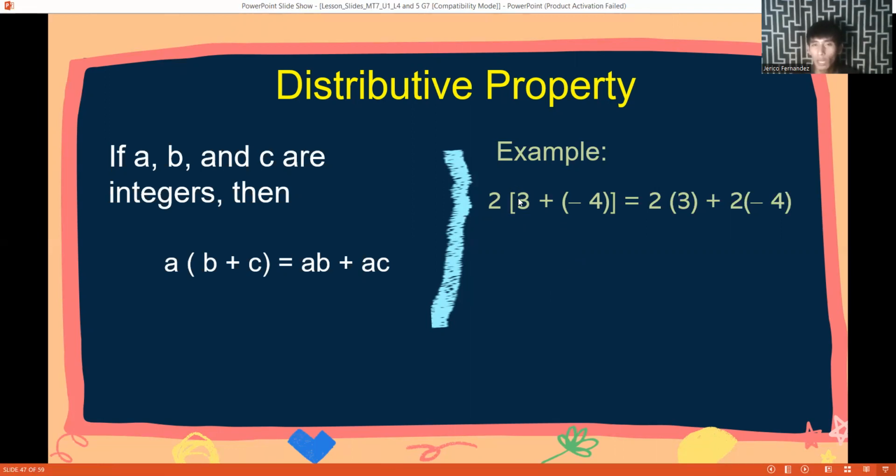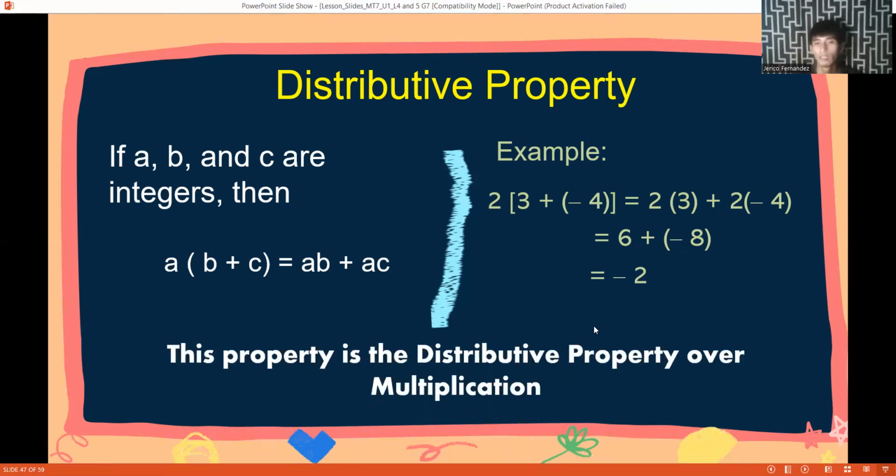Distribute 2 to 3, 2 times 3. 2 to negative 4, 2 times negative 4. Solving this, 2 times 3 is 6, 2 times negative 4 is negative 8. And then adding this, katulad nito, hindi natin siya distribute kasi nga may operation. So we have 6 plus negative 8, we have negative 2. And that's distributive property over multiplication.